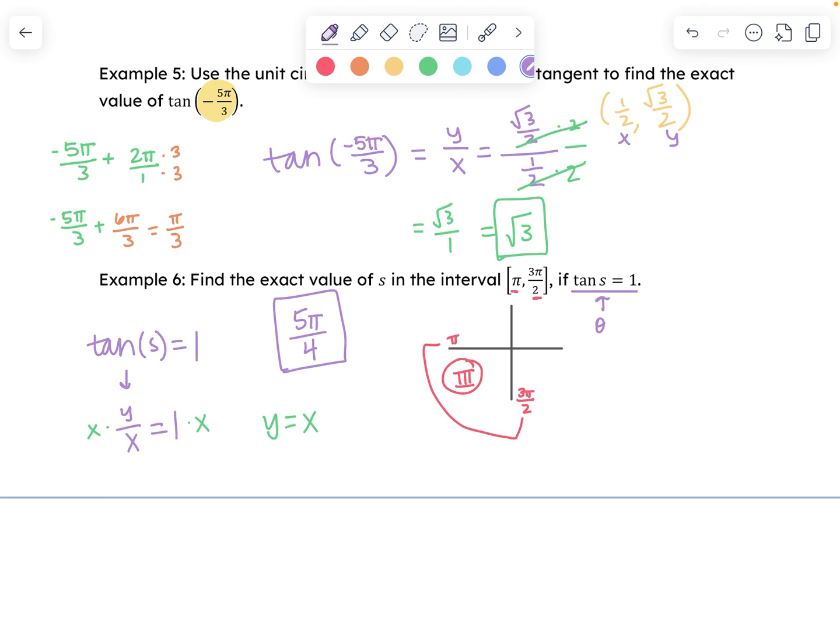So your unit circle can be really, really helpful for you to figure out what your trig values are, or if you have a trig value, to go backwards and figure out what your angle is.